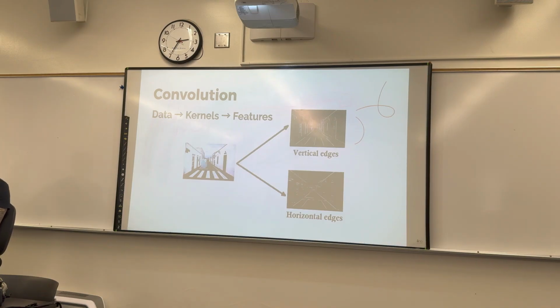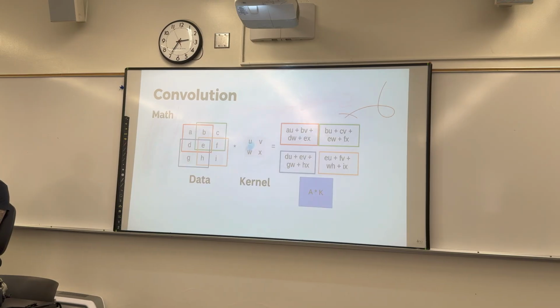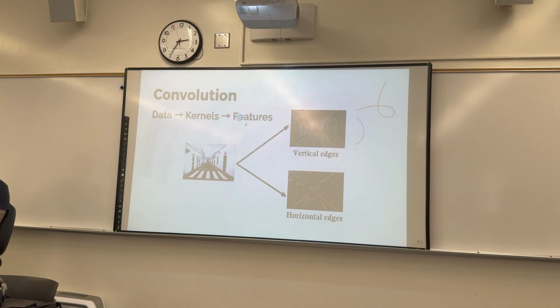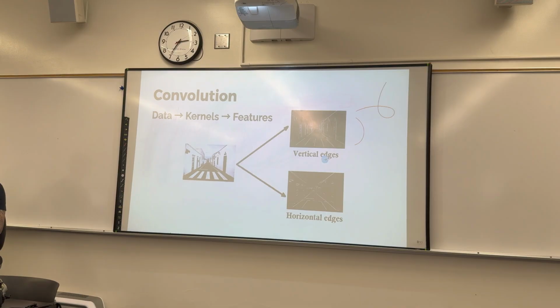Anyways, we have our data, which is here. We have the kernel, which is going to be these lines. This is going to be this. And then we get features. In this example, we get vertical and horizontal edges. And you can predict whether this picture is a picture of a city or a beach. For example, this is probably a city. So that's what the model is going to guess with these features. And this is the process.